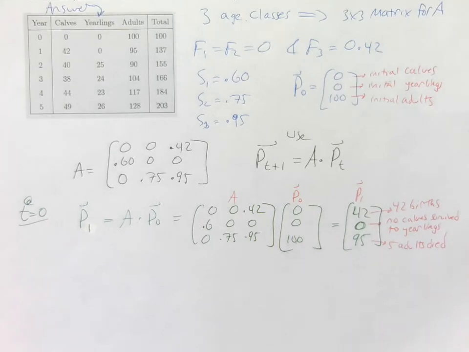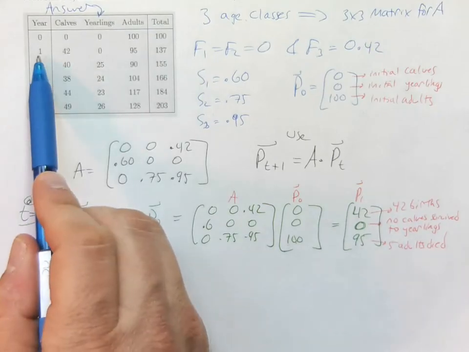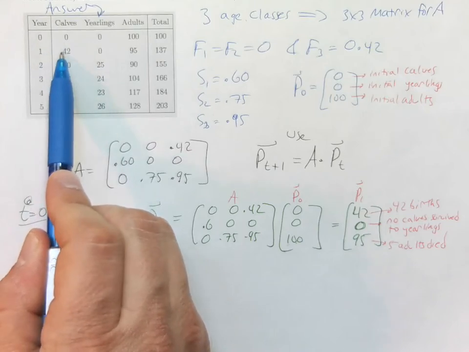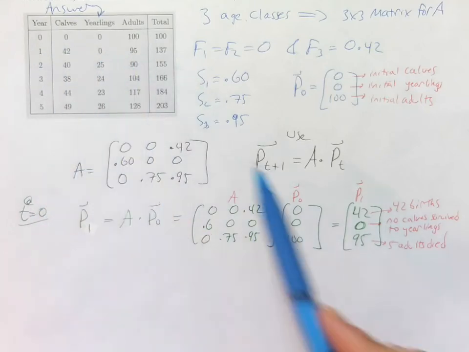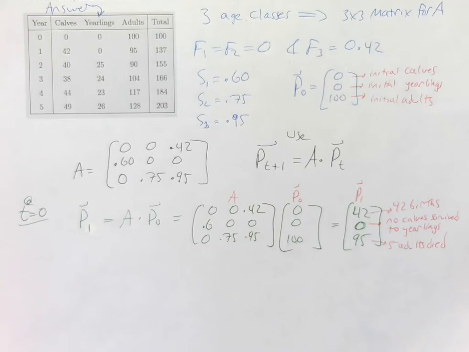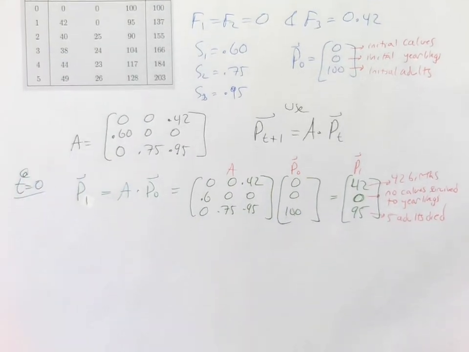And so that's how we can think about that first time step. Let's just do one more, and you can see this is what it says in the first, right? In year 1, there should be 42 calves, 0 yearlings, 95 adults. That's exactly what we got. Great. Let's just show that we also get this for t equals 2, and then we'll move on.